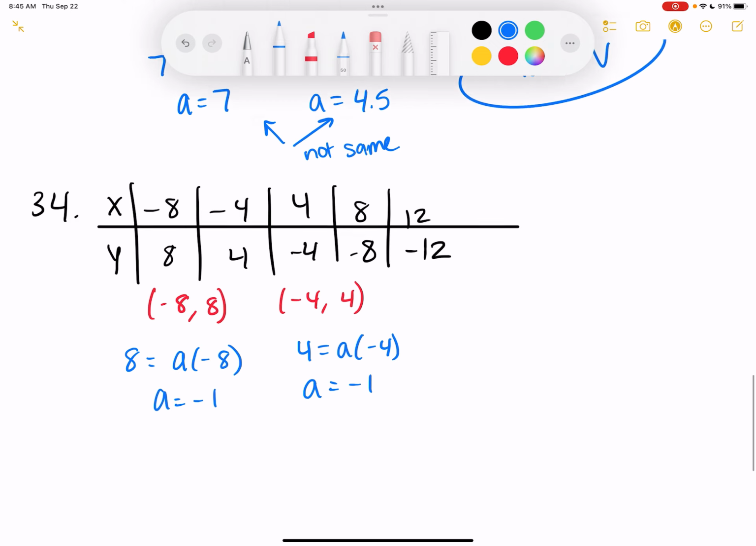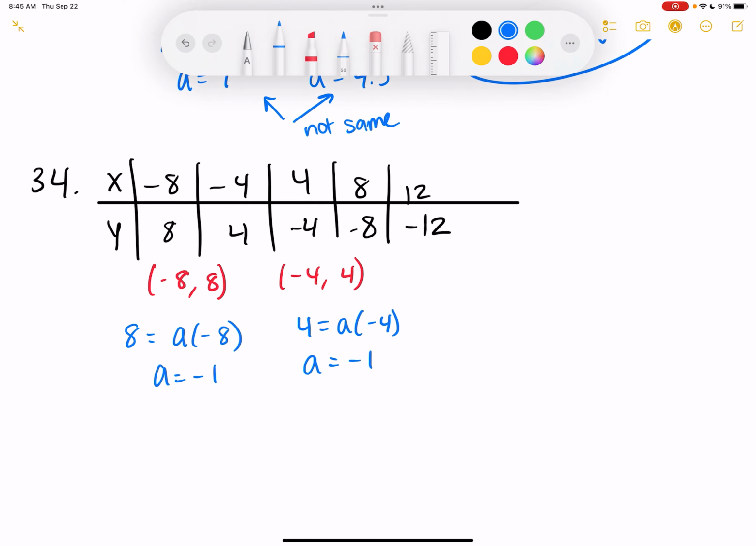So if a is -1, what would my direct variation equation be? Y equals negative, or just negative x. Yep, y equals -x, and this is direct variation.